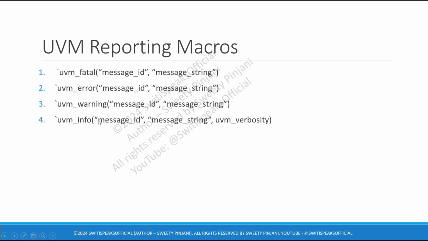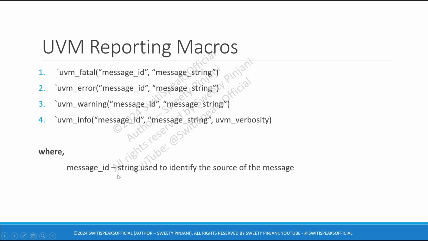Then the fourth one we have is UVM info. This takes three arguments, message ID, message string and verbosity. In case you don't specify verbosity, I told you UVM considers UVM medium. UVM medium is the default verbosity for any UVM message in case you don't specify this argument.